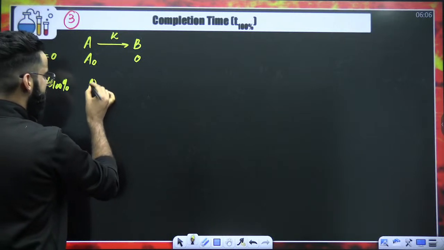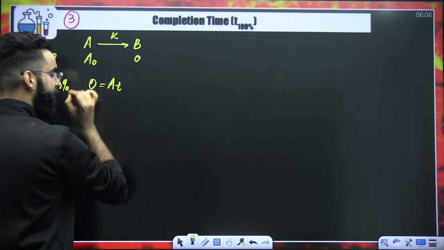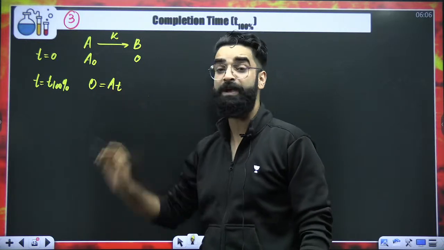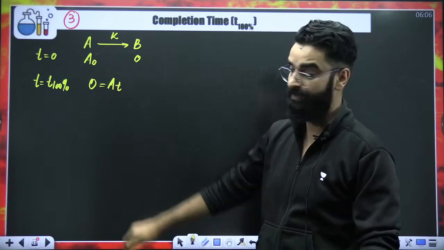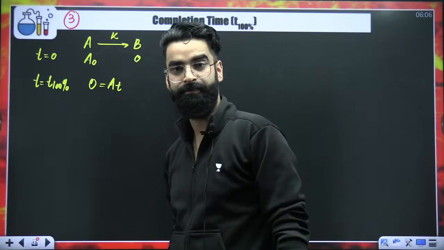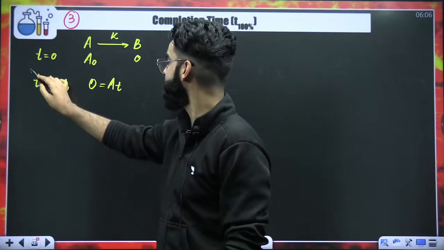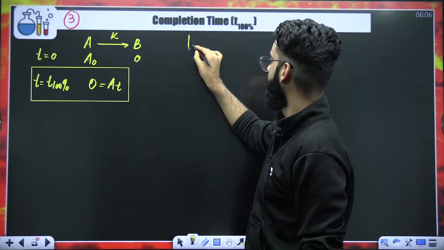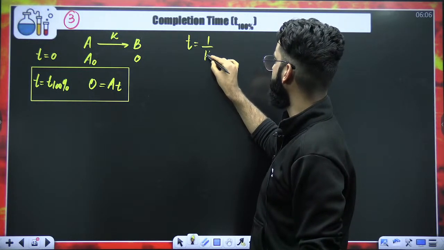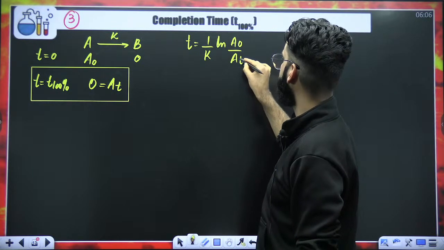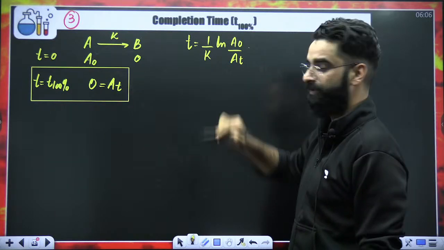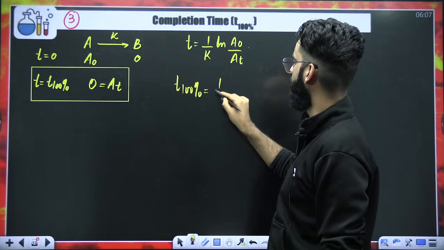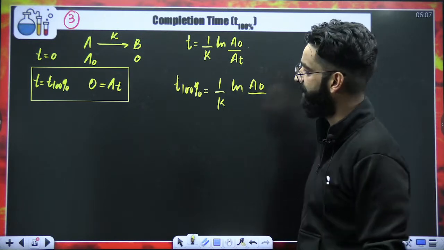So can I say the concentration of reactant left at that time will be 0, and the concentration of reactant left at any time is represented by AT. So at time t is equal to t 100%, AT value should be equal to 0, because I'm assuming that 100% of reactant has got converted. Condition is at time t is equal to t 100%, AT value is equal to 0. What does it mean? My dear students, use the integrated equation. T is equal to 1 divided by K, ln of A naught divided by AT. If I put this particular condition in this expression, instead of T, I'll be writing T 100% is equal to 1 divided by K, ln of A naught divided by, what is AT?